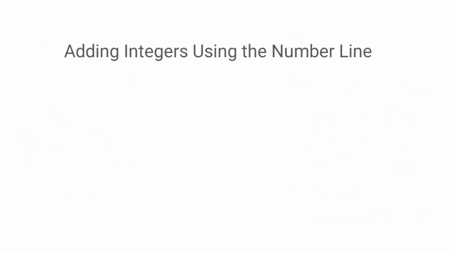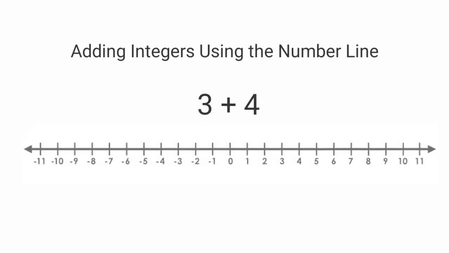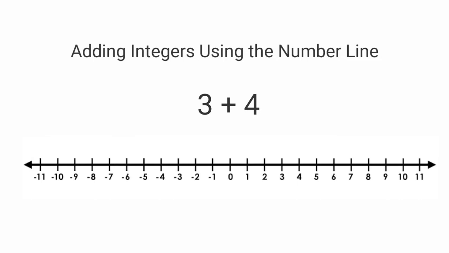Now let us try adding integers using the number line. We have here 3 plus 4. We will first locate number 3 in the number line. And then, that is plus 4, so we will be moving 4 units to the right. We ended up with 7. So 7 is our answer. Now this one is easy since this is our regular addition.